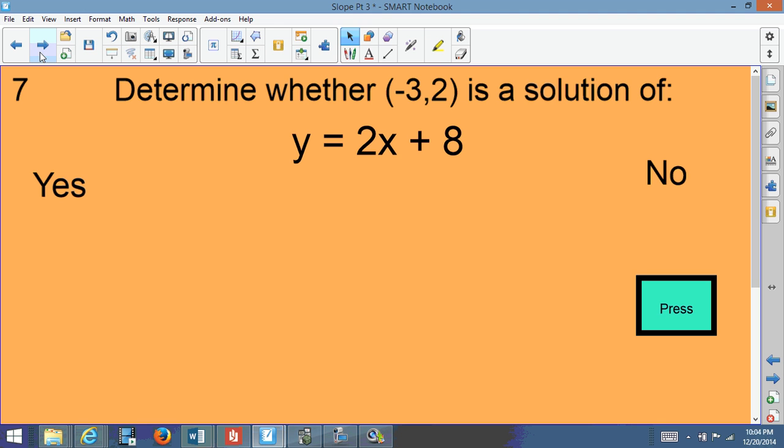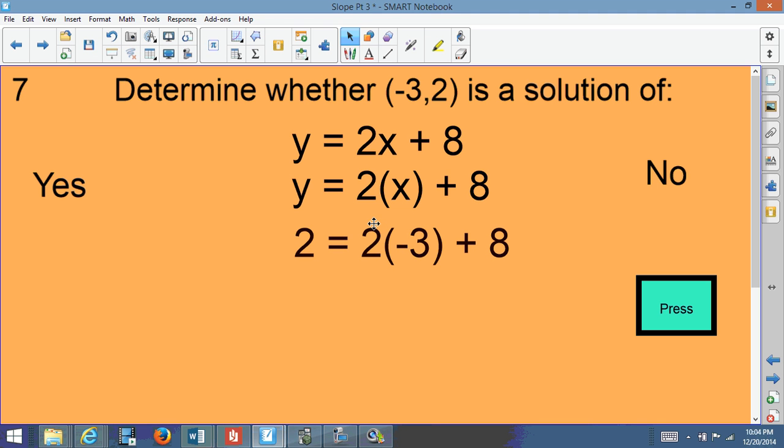So let's try an example. Determine whether negative 3, 2 is a solution of y equals 2x plus 8. We have our point here, and we're going to substitute into our equation. First thing, we have 2x, and that means 2 times x. So we're going to substitute the value of x, which is negative 3. For x, I replaced it with negative 3. For y, that's my second coordinate, I put the 2 there.